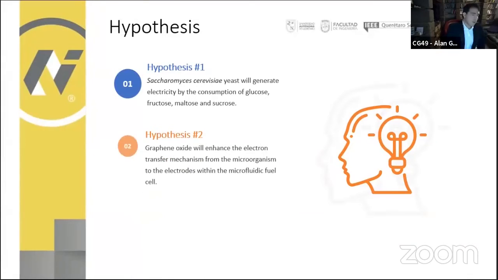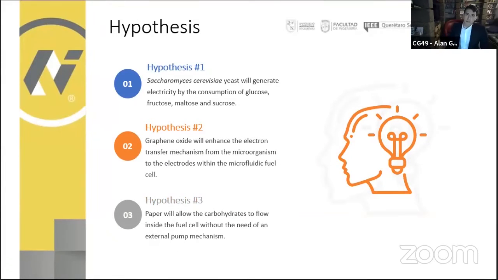Now, the hypothesis for this project is that our yeast, Saccharomyces cerevisiae, will generate electricity by consuming our 4 different carbohydrates. Our hypothesis number 2 is that graphene oxide will enhance this conductivity. And hypothesis number 3 is that paper will allow for an excellent base for our microfluidic fuel cells, since it is going to allow us to just deliver a small drop, as I said before, without any need for an external pump.